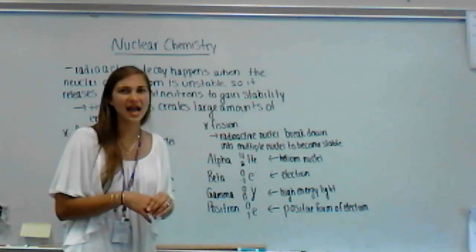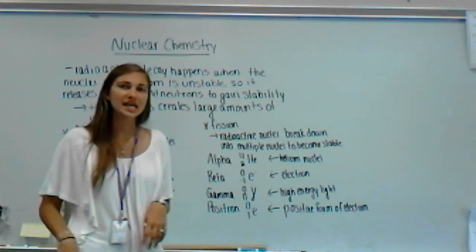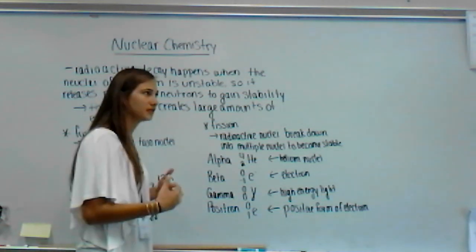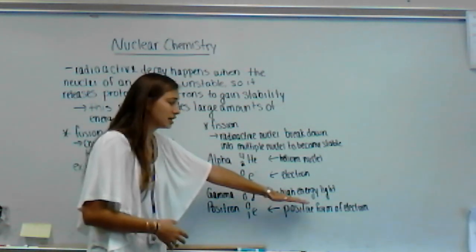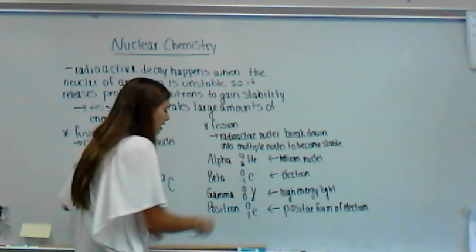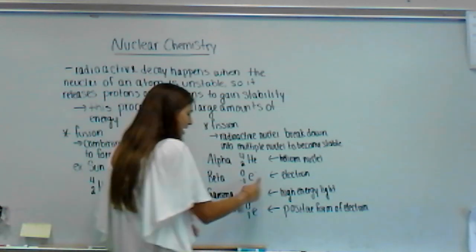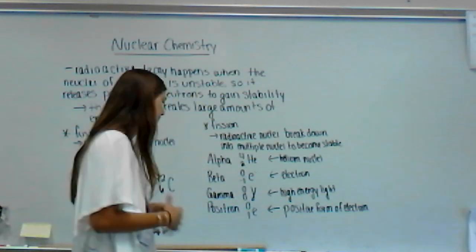Now gamma is not an actual particle. It is instead a wavelength of light. It's a very extremely high energy light. And it has a 0, 0, and it has an upside down ribbon.